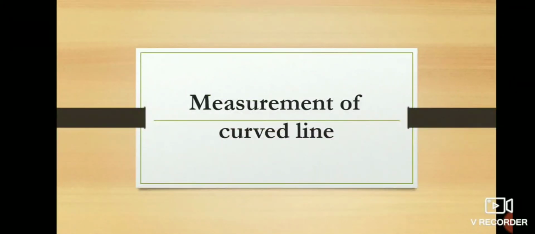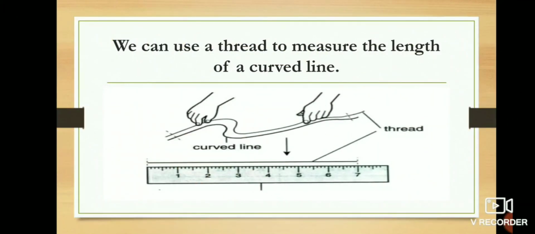Now let us see how we can measure a curved line. We can use a thread to measure the length of a curved line. After placing the thread along the curved line, you can put the thread over a meter scale and find out how much the measurement is. It's very simple. That's all for today.